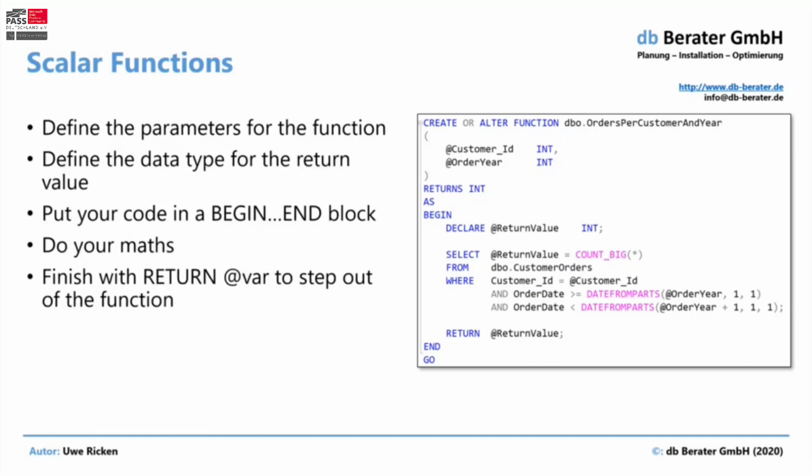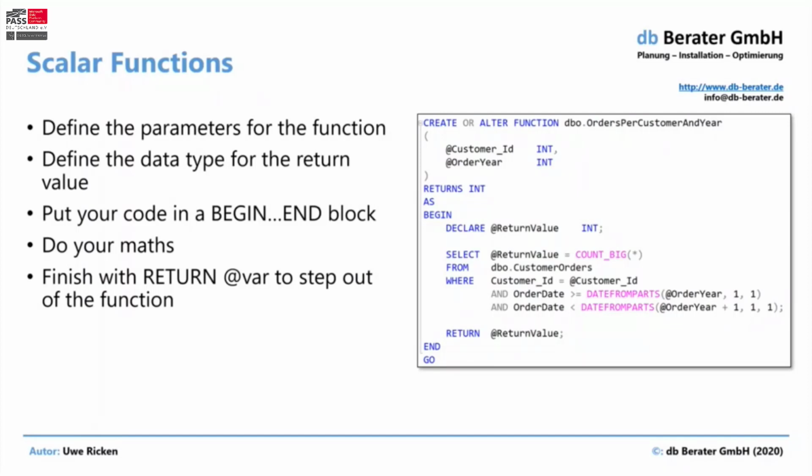A Scalar function is very simple to create. The first thing is that you have to define the parameters for the function. So you see here that I have the customer ID and the order year. And after this, you define the data type for the return value. So RETURNS int means that the return value will be an integer. And then you put your code into a BEGIN and an END block. That is a mandatory requirement.